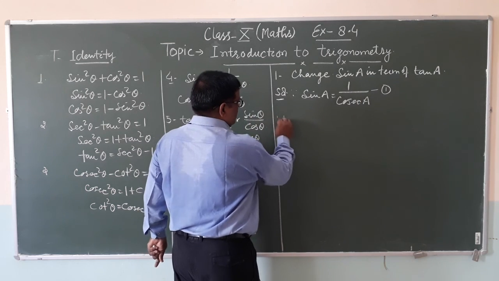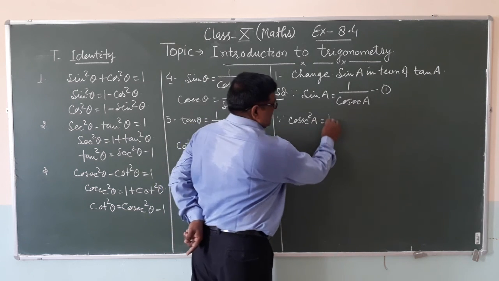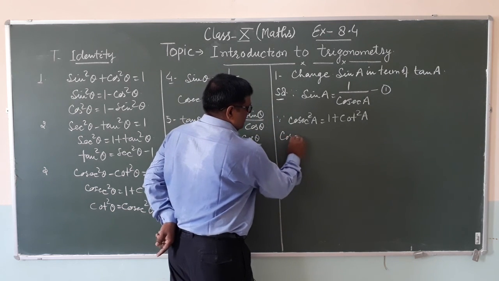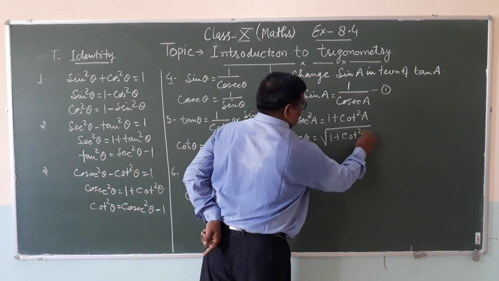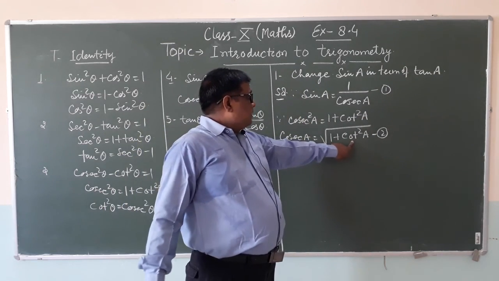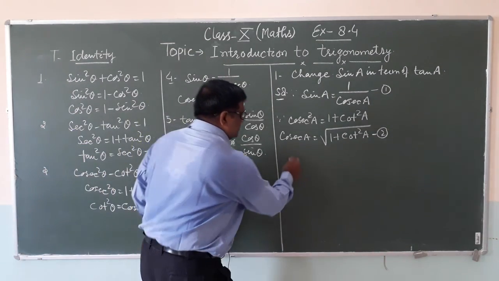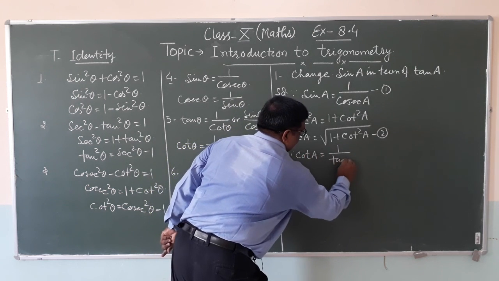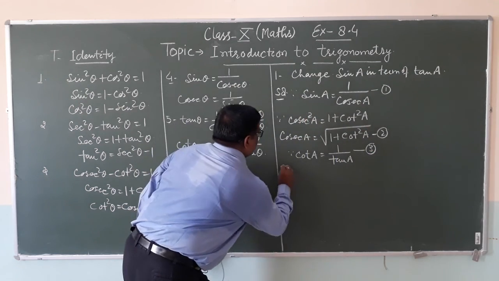Now since cosec square A is equal to 1 plus cot square A, so cosec A is equal to square root of 1 plus cot square A. This is the second formula. And now what is the formula of cot A in terms of tan A? Cot theta is equal to 1 upon tan theta. So we write, since cot A is equal to 1 upon tan A. This is equation 3.